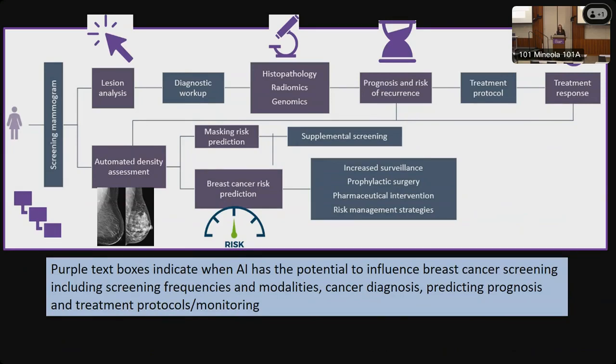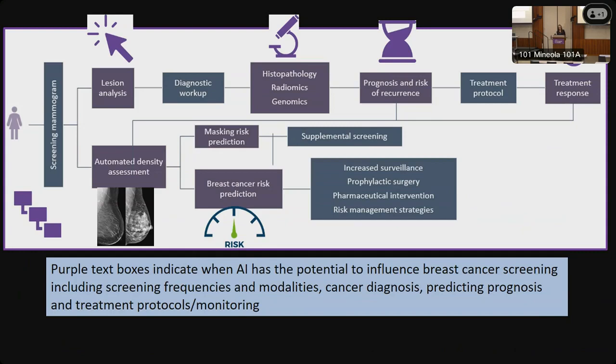Say she has a lesion and then has a biopsy. So AI can be used for histopathology and some of the genomics of the lesion. We can try to mimic oncotype or learn from oncotype and mimic prognosis and risk. We can try to predict treatment response, such as pCR.